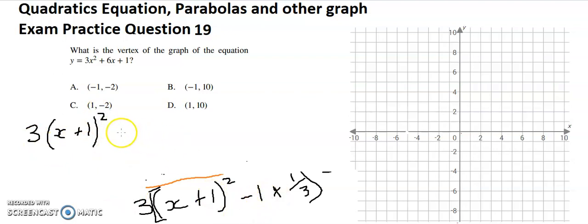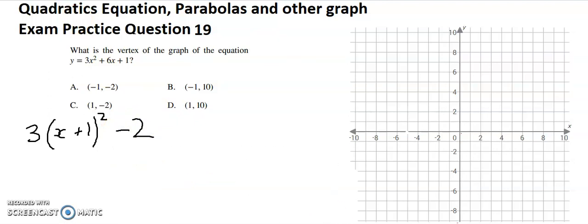Now the 3 is going to times with negative 1. So 3 times negative 1 is negative 3. Then I've got 3 times positive 1/3, which is 1. Negative 3 plus 1 is negative 2. So now I've got it in the turning point form.